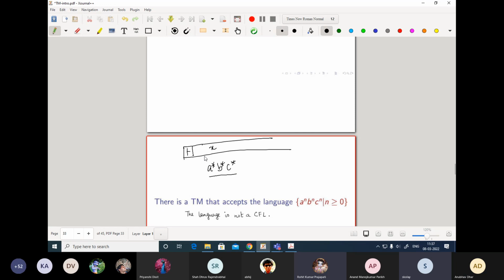Now suppose it's of the form A star, B star, C star. So you have some i A's, j B's, and k C's. Now your suggestion is you match A's and B's to check whether i is equal to j, and then you can also match A's and C's to check whether i is equal to k, right? By this overline underline business.